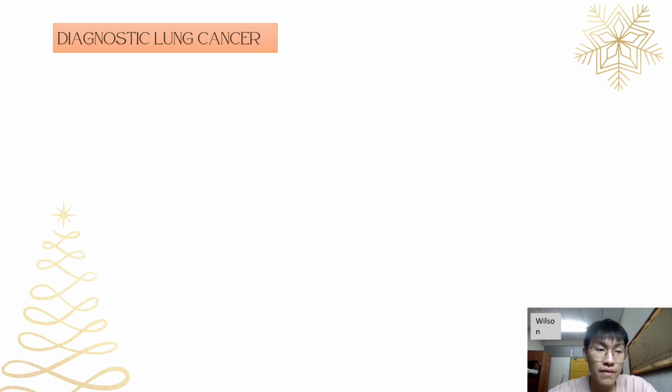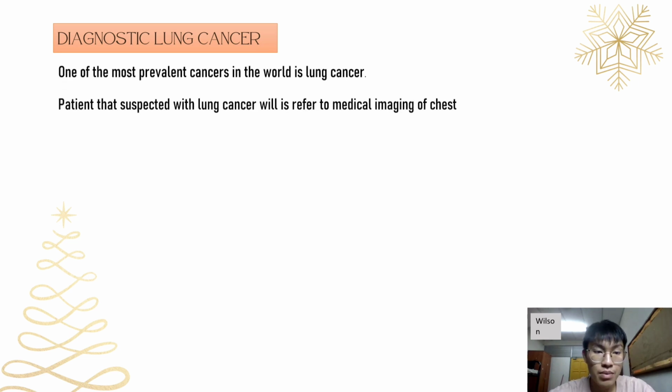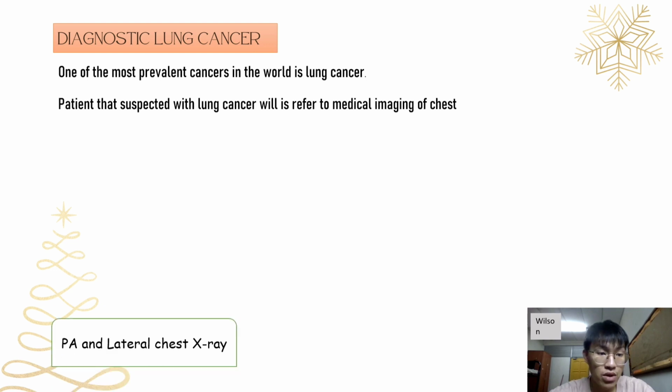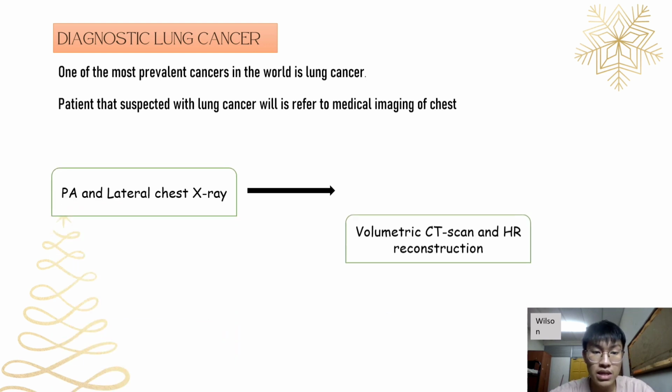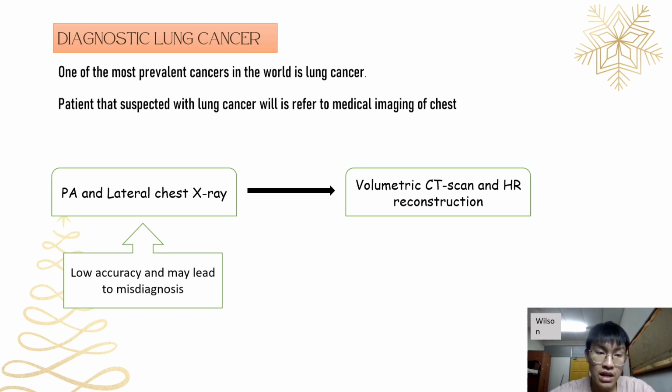Next, let us look into the diagnosis of lung cancer, which is one of the most prevalent cancers in the world. Patients suspected of lung cancer will be referred to medical imaging of the chest. First, they will undergo a PA lateral chest X-ray, then volumetric CT scan and HR reconstruction. Even after undergoing a PA lateral chest X-ray, if they get a negative result, they still need to undergo volumetric CT scan and HR reconstructions. This shows that PA lateral chest X-ray is irrelevant, which means that it has low accuracy and may lead to misdiagnosis.